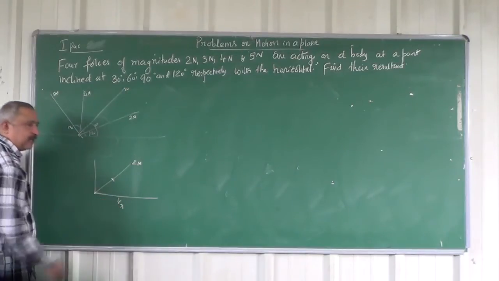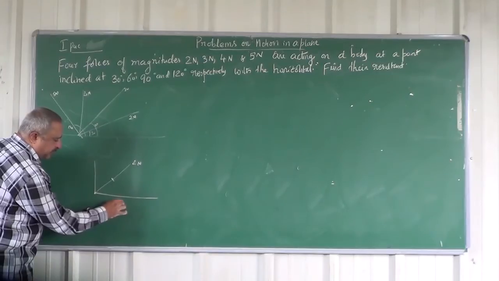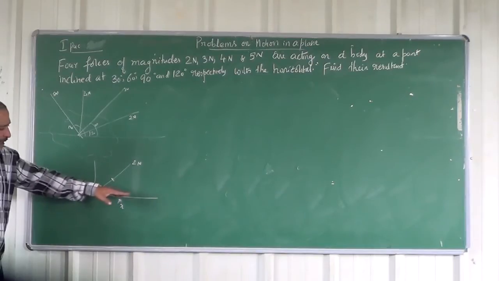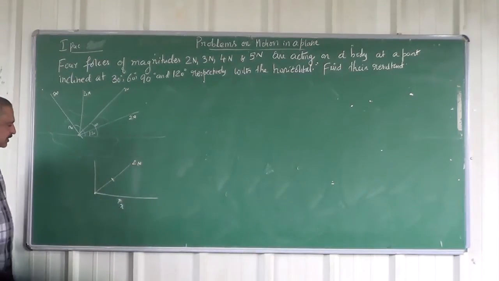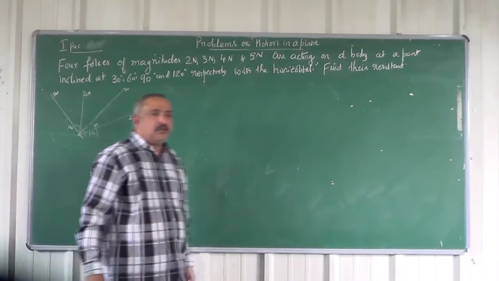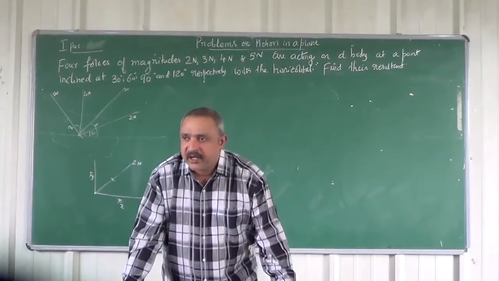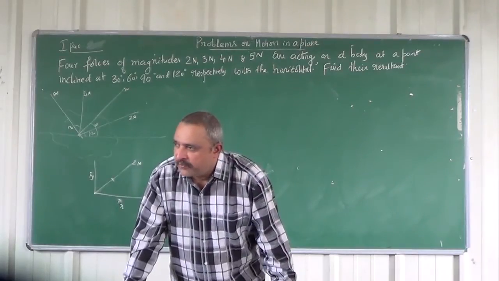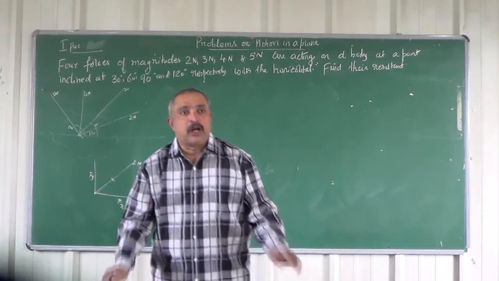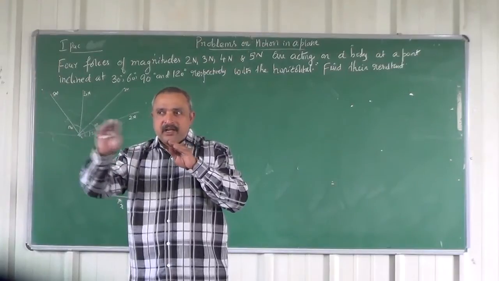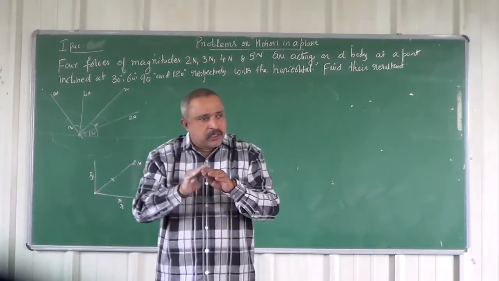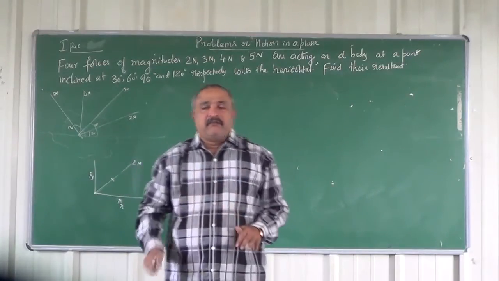If Fx is the value of the resultant component along the x-axis, and Fy along the y-axis, then you have the resultant. So you need to resolve these forces. First, take the sum of all horizontal forces, so you will know the total force acting along the x-axis. Then resolve all the forces along the y-axis also. Take their sum, then you will know the total force acting along the y-axis.